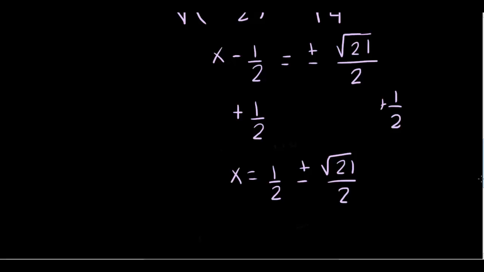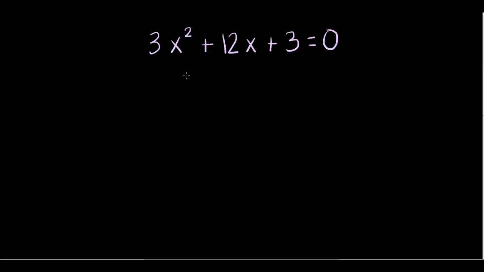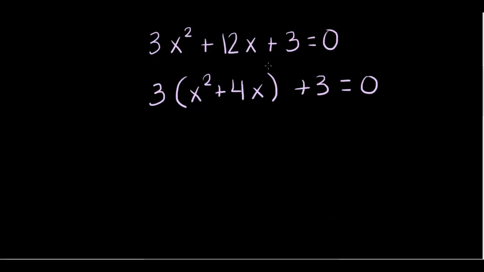And one last example. Okay, let's go ahead and work on the last example. 3x squared plus 12x plus 3. When you are completing the square, this coefficient has to be 1. If it is anything different, then you have to factor it out. So I'm going to factor the 3 out, and I will have x squared plus 4x and then plus 3. I only want to factor it out from the first two terms because that is where I'm going to complete the square.